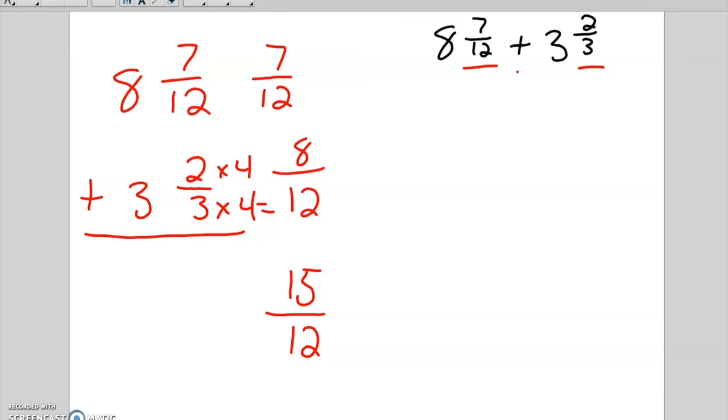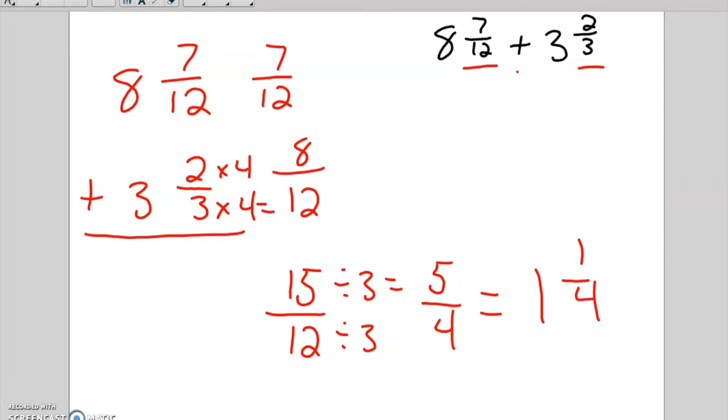See, what goes into 15? 5 and 3. Right? 5 times 3 is 15. How does 5 and 3 fit into 12? Well, 3 does. Yeah. Let's simplify this. Divide by 3. And that's 5. Divide by 3. And that's 4. And 5/4 equals 1 and 1/4.